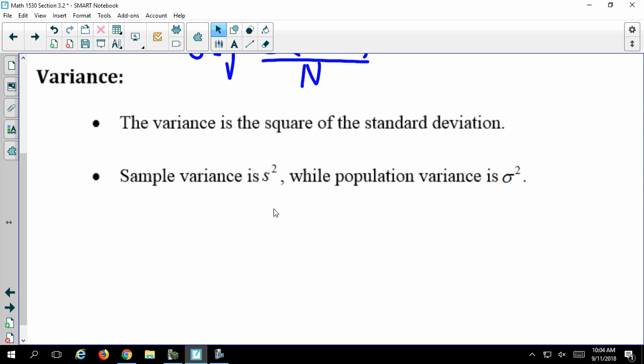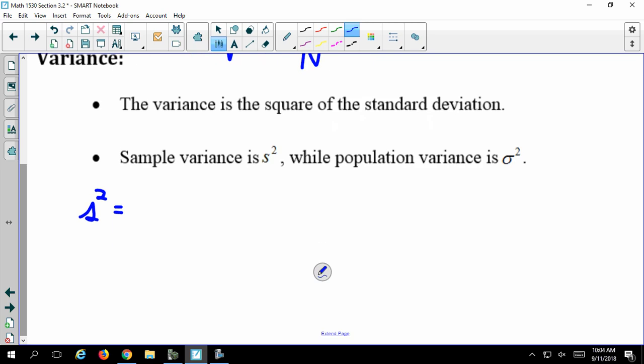The variance is another measurement of spread, and it is the square of the standard deviation. So the sample variance is S squared. So that's the sample variance. So S is the standard deviation of the sample. So if I take the standard deviation and then I square it, what happens?